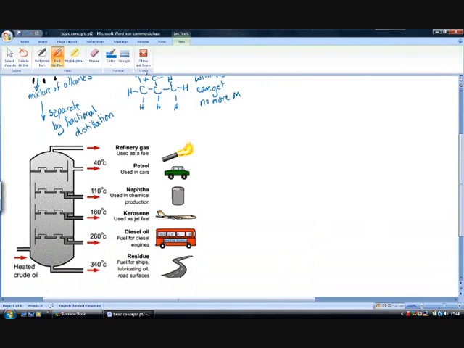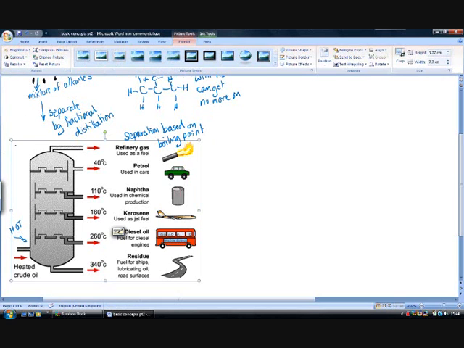Now that's done in a fractionating column like this, which is hot at the bottom of the column. And it's cooler at the top. And it separates the compounds based on their boiling points. The lighter, shorter chain hydrocarbons rise to the top because they have a lower boiling point, and the longer chains, heavier fractions, stay at the bottom. They have higher boiling points.